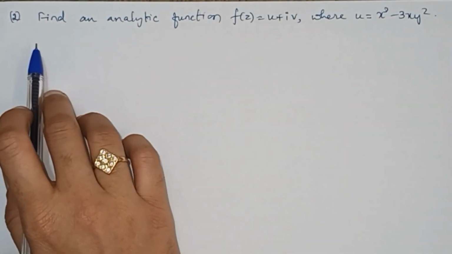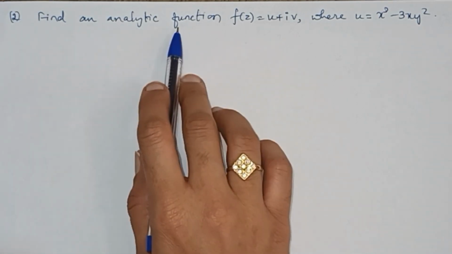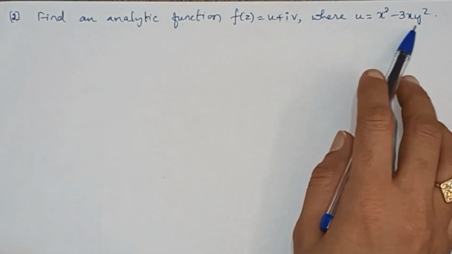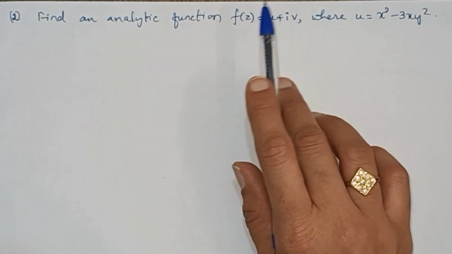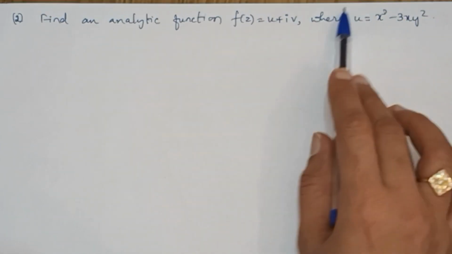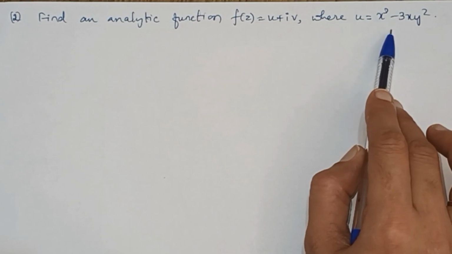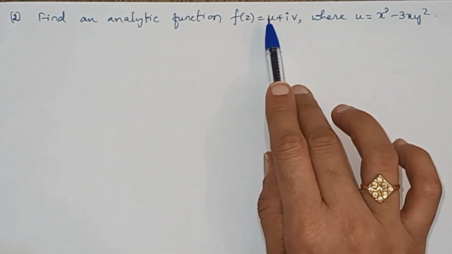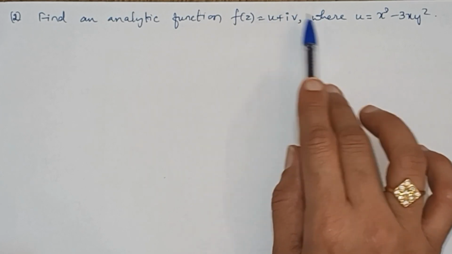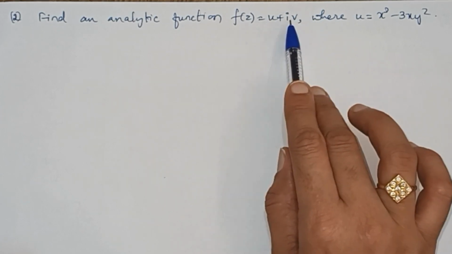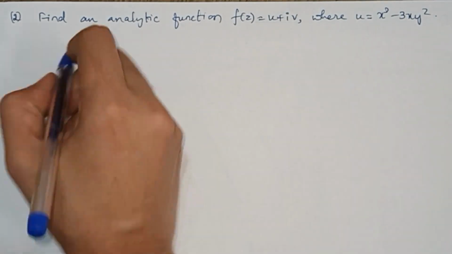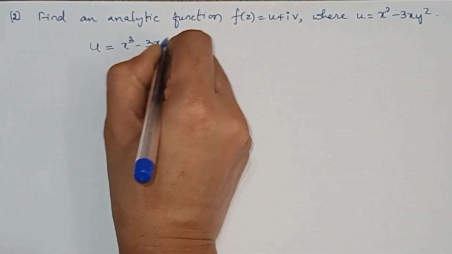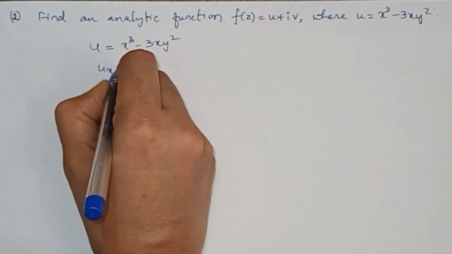Now one more function. Here you have to find out that analytic function f of z equal to u plus iv, where u equal to, this is given. You have to find the analytic function means you have to check is this function harmonic. Then you have to find its harmonic conjugate. Then add the functions u and v with the u as real part and v as the imaginary part. So first let us check is u harmonic. So for that it has to satisfy Laplace equation.